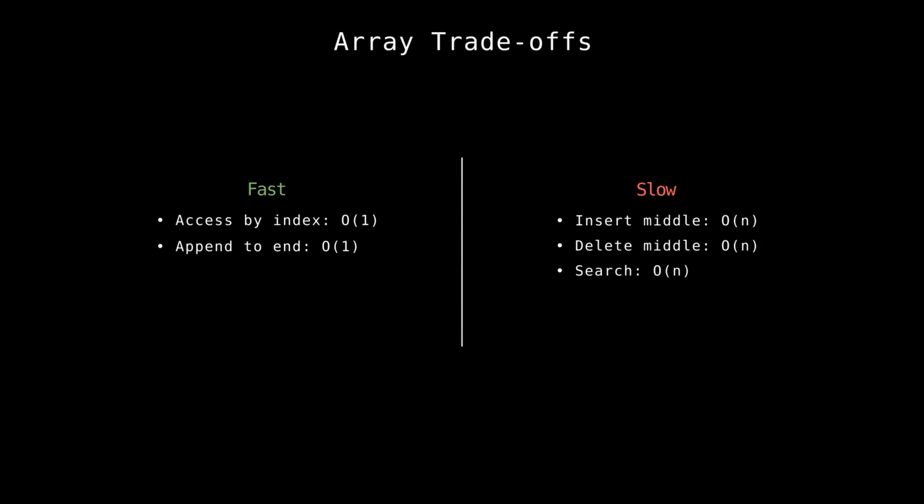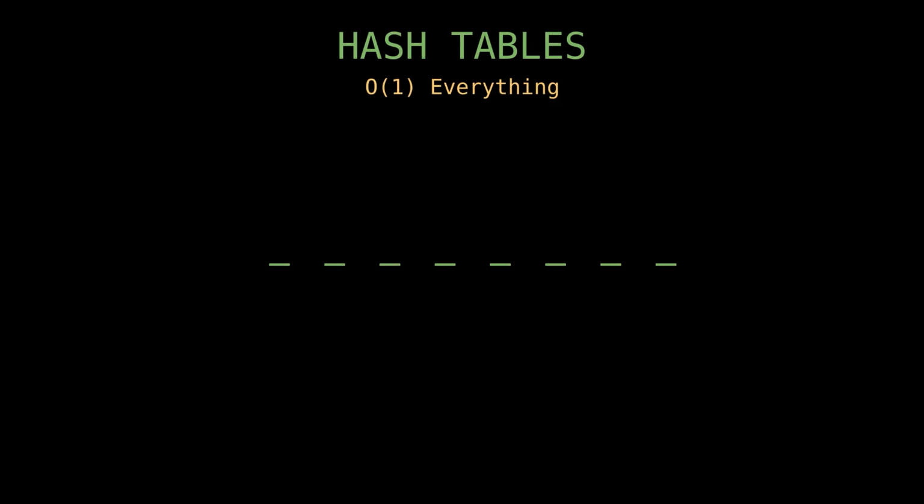Now, here's where it gets interesting. What if we could get O of 1 for searches too? Not just access by index, but finding any value instantly. Hash tables are the cheat code of computer science. They turn any key into an array index. A name, a number, an entire document transformed into a simple index in constant time.